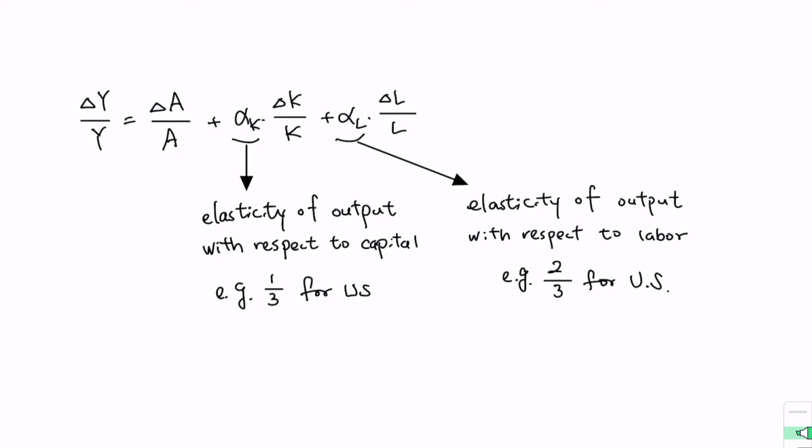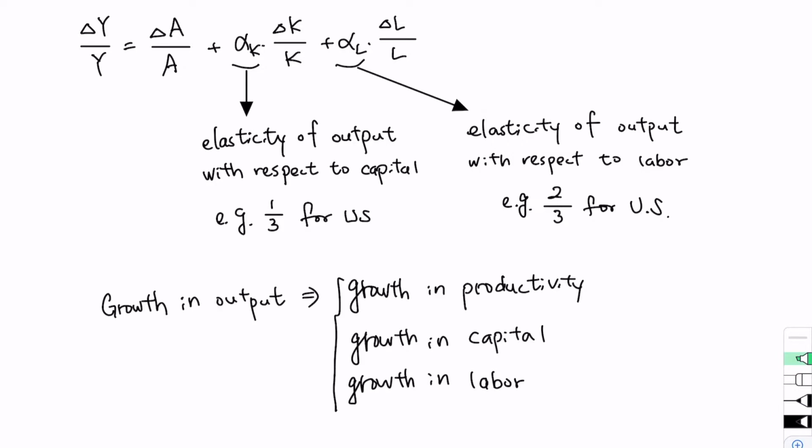For alpha L, it is the elasticity of output with respect to labor. In the US, this number is approximately equal to 2/3. And again, if it is under the Cobb-Douglas production function, this value is approximately equal to the labor share. So for growth accounting, the decomposition is based on this formula. It says that the growth of output equals the growth of the productivity improvement plus the growth of the capital weighted by the elasticity of output with respect to capital, and then the growth of the labor weighted by the elasticity of the output with respect to labor. So we will be able to decompose the growth in output into the growth in productivity, capital, and labor.